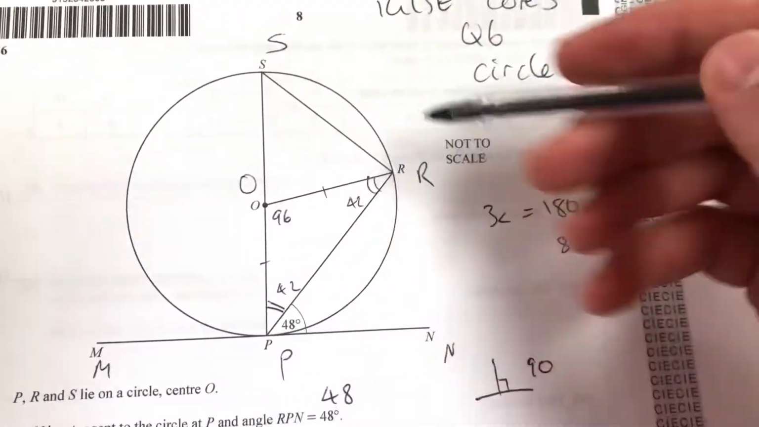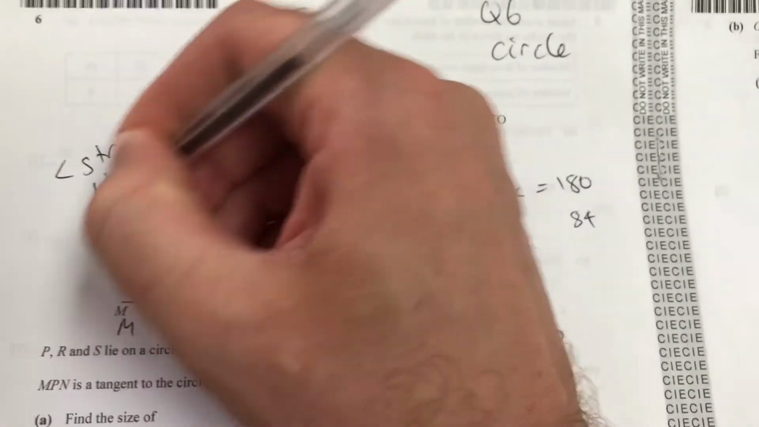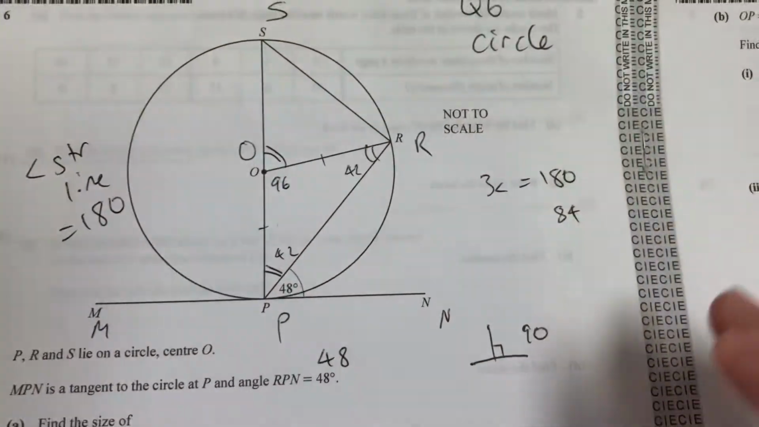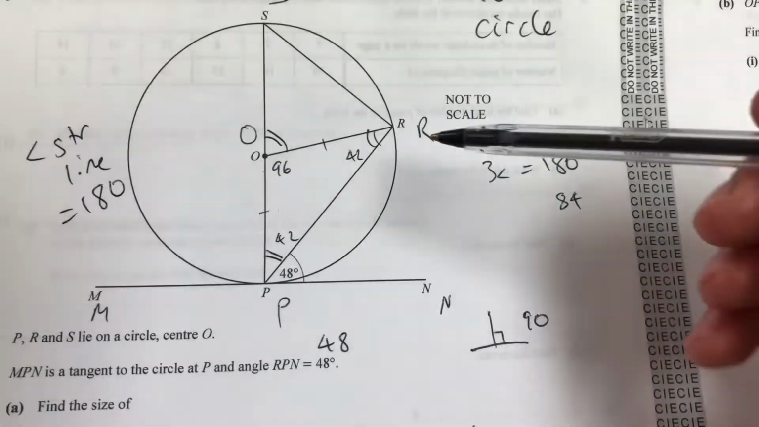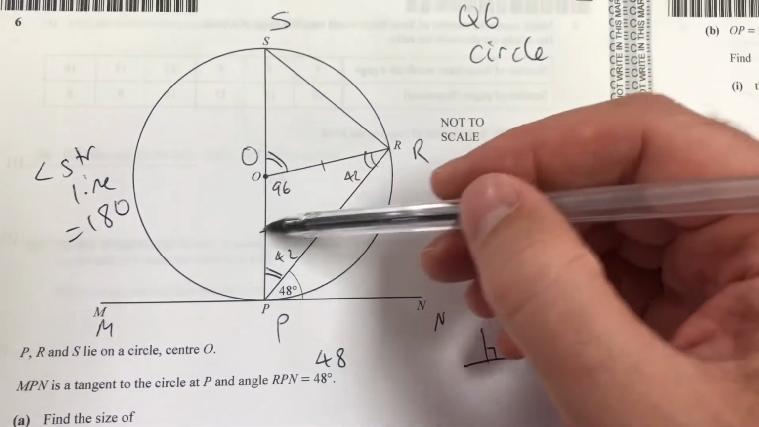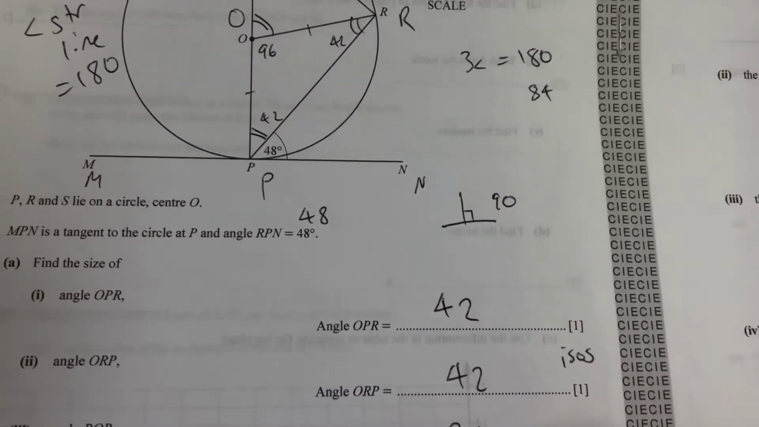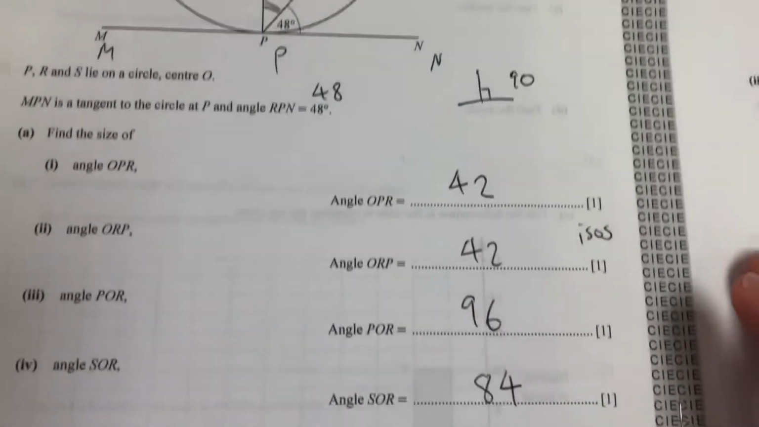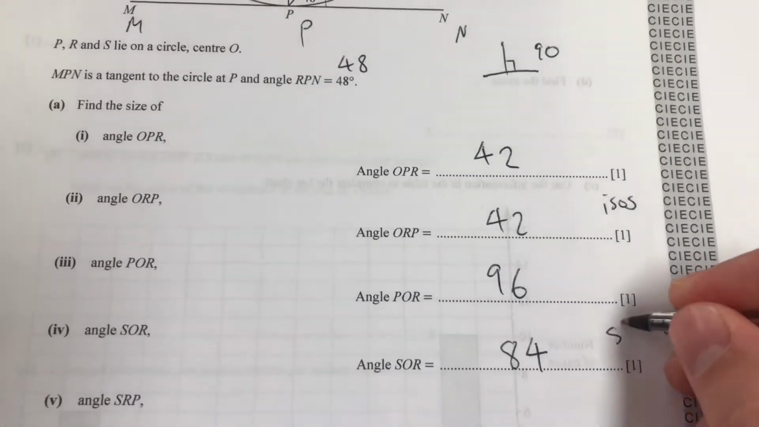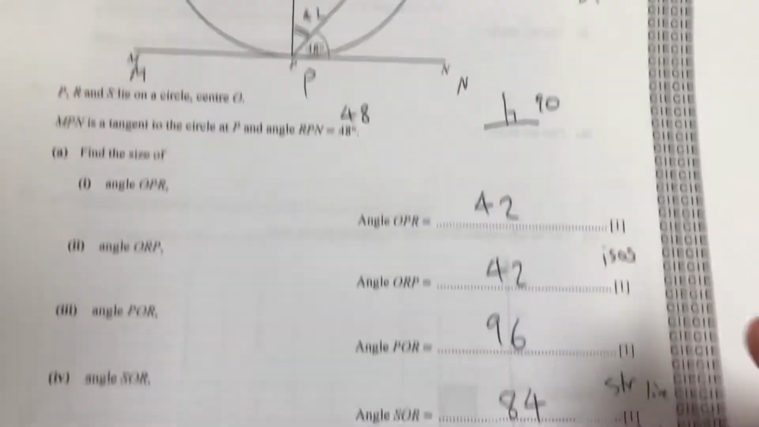Then the next one, SOR. Well, SOR, those two angles are angles on a straight line, and they also sum to 180 degrees. Or you could use exterior angle equal to the sum of the interior opposite. So those two add up to 180, and that's equal to those two. So that one's going to equal 84 for two different reasons there. So angles on a straight line, or it's the exterior angle.